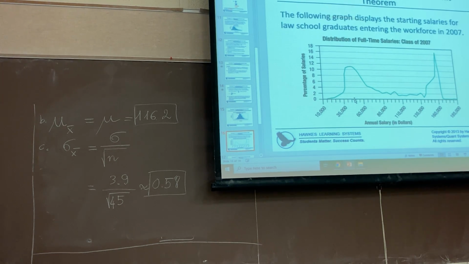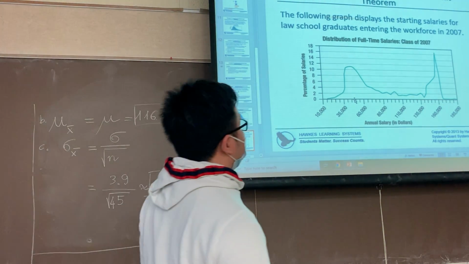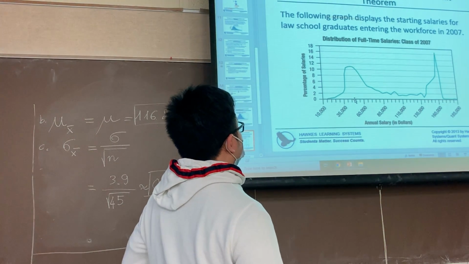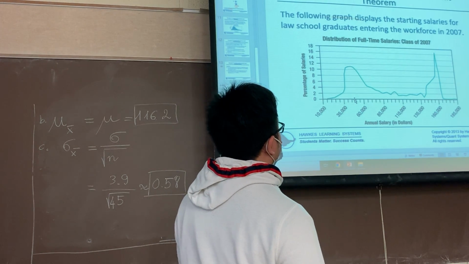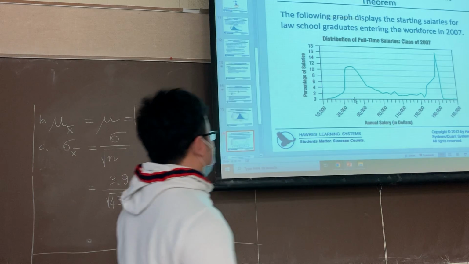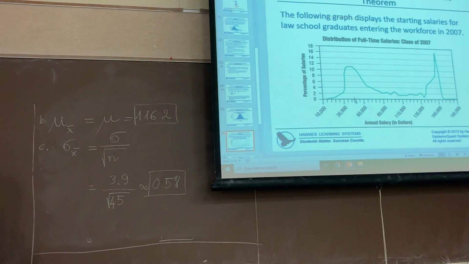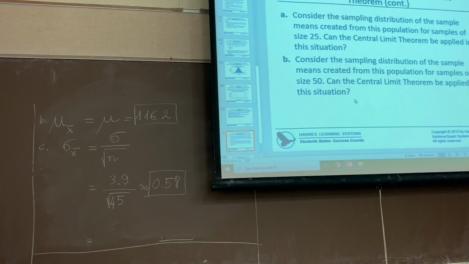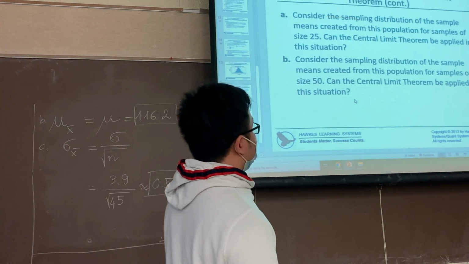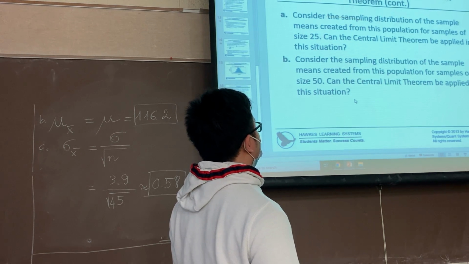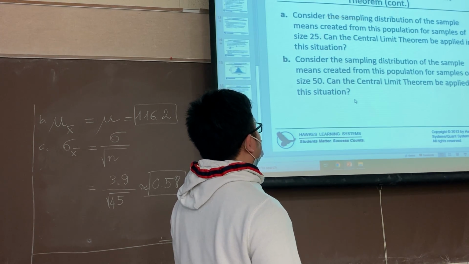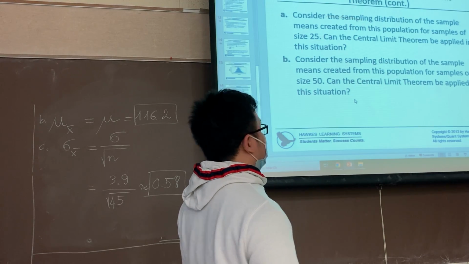Now we will move on to the next example, applying the central limit theorem. The following graph displays the starting salaries for law school graduates entering the workforce in 2007. Back to the question: consider the sampling distribution of the sample means created from this population for a sample of size 25. Can the central limit theorem be applied in this situation?